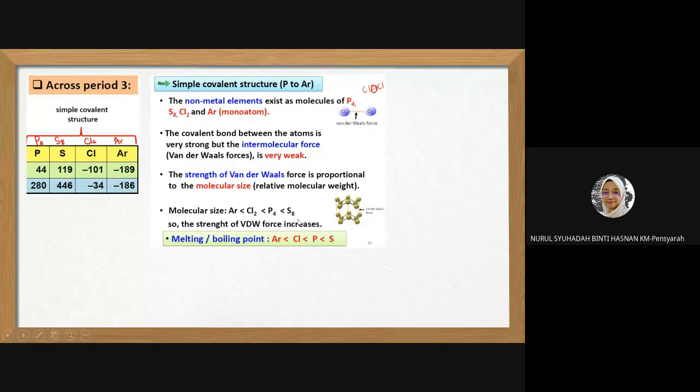Ini yang kita bincangkan tadi lah. Okay, kita bincangkan pukul 2 tadi. So, kita akan susun dia punya melting and boiling point based on its size and then the strength of the van der Waals forces. So that's why susunan dia dekat sini yang paling rendah dia punya melting point is argon sebab cuma ada satu atom sahaja, followed by chlorine 2 atom, followed by phosphorus 4 atom and followed by sulfur which has 8 atoms. So dekat sini pun ada.